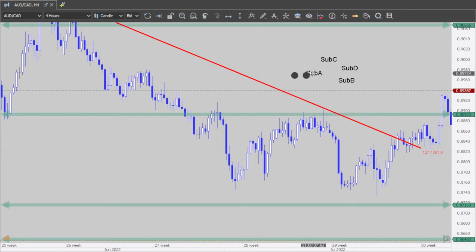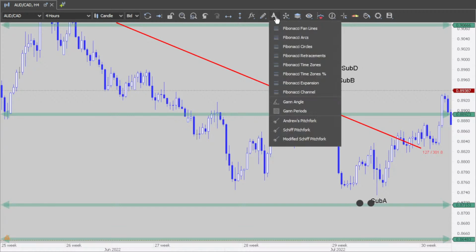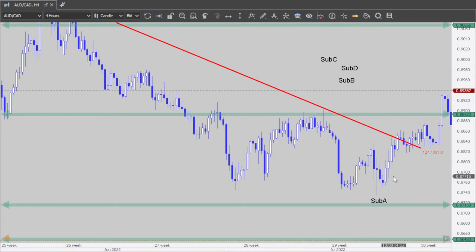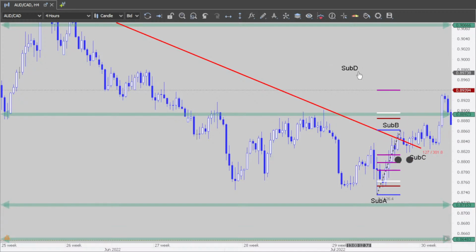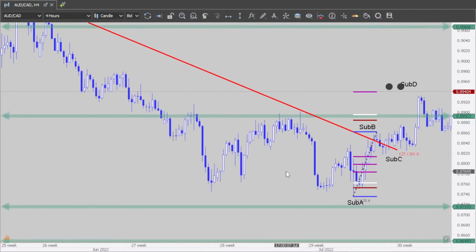Okay, then I can go here on the 4-hour chart and I can start drawing and charting the Contrarian Fibonacci. So this would be my sub A, this would be my sub B, this would be my sub C, and this would be my sub D up in here. Now, most of the time we are not trading the first one because we are scared, we are doubting, or maybe we don't have enough confirmations. So we are going to just monitor the market.